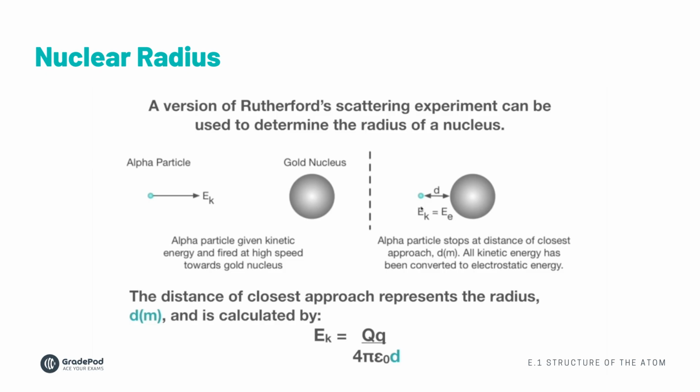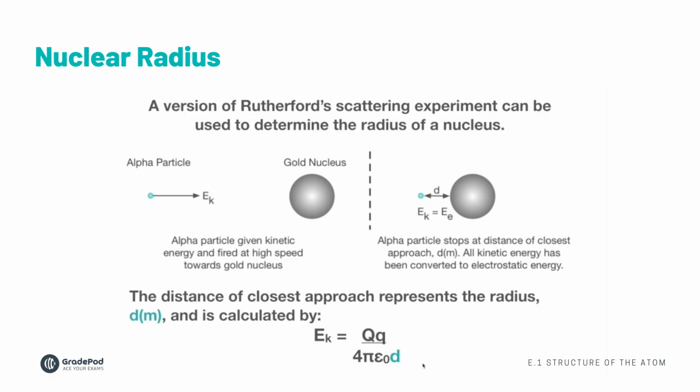And you can imagine that if you make this alpha particle go faster, you may be able to make this distance smaller and smaller until you almost reach what you think would be the edge of the nucleus. And the distance of closest approach represents the radius of the nucleus, because eventually you could make this alpha particle so fast that it effectively hits the radius of the nucleus, and at that point your kinetic energy is equal to electrostatic energy.